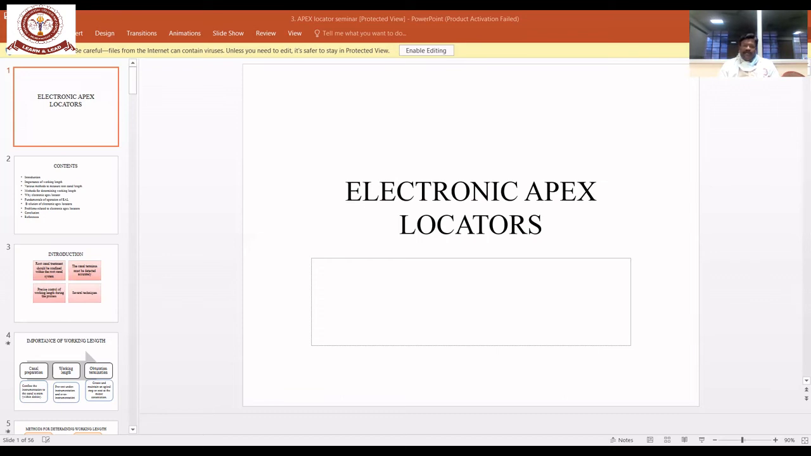There are two conductive materials parallel to each other. One is the file, and the other is the PDL. And the insulating medium which separates the two conducting media is dentin. So the tooth model acts as a capacitor.